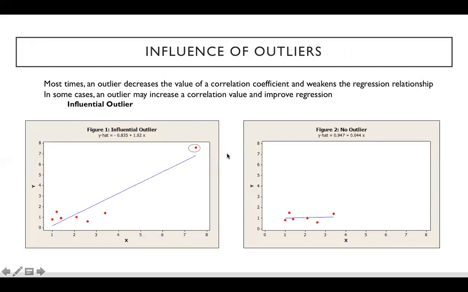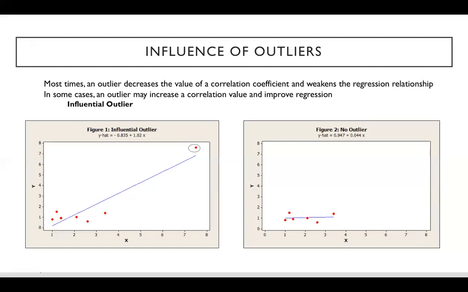Just another thing to note is the influence that outliers can have. Most of the time an outlier will decrease the value of a correlation coefficient and it'll weaken the regression relationship. But in other cases, it actually may increase a correlation value and seem to improve regression between two variables that don't really have much relationship. So we call this an influential outlier.